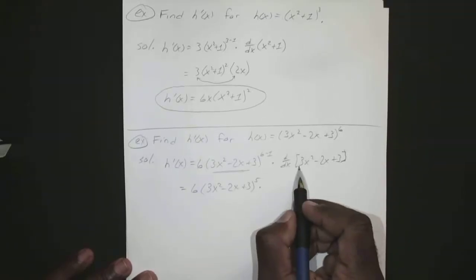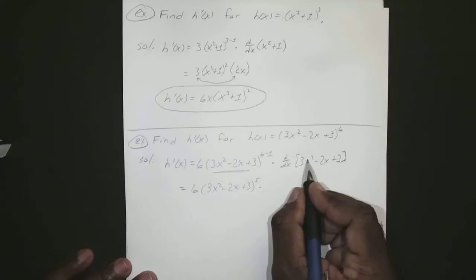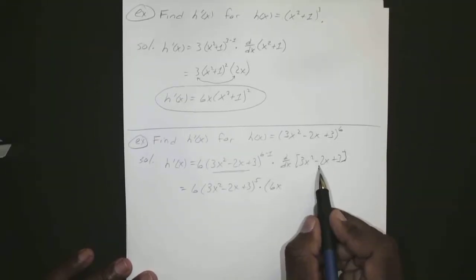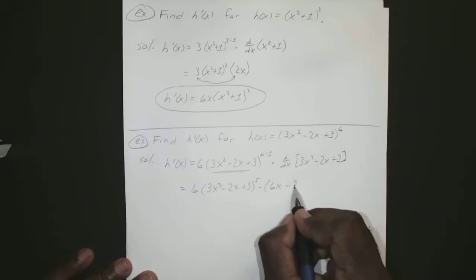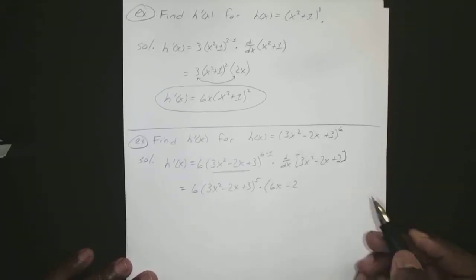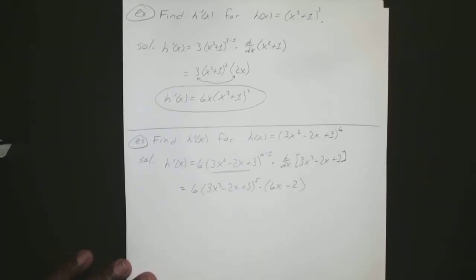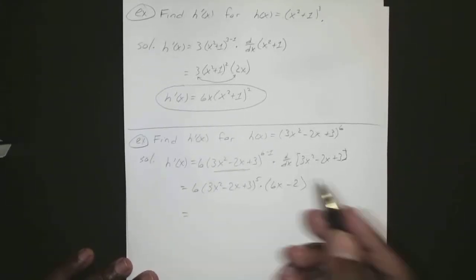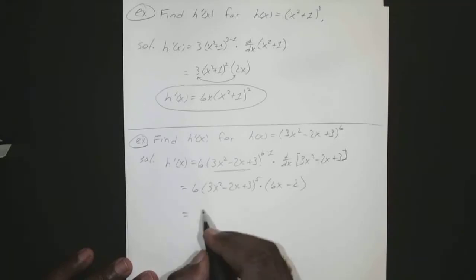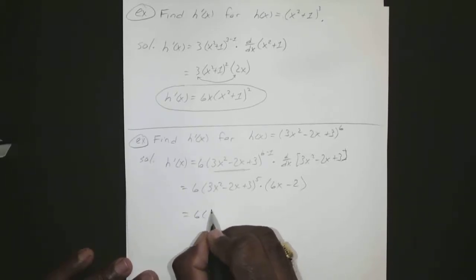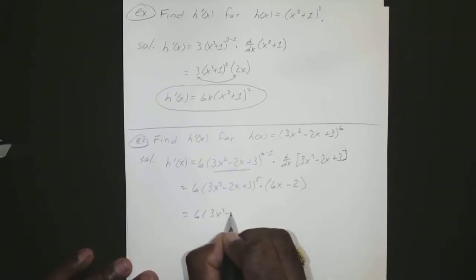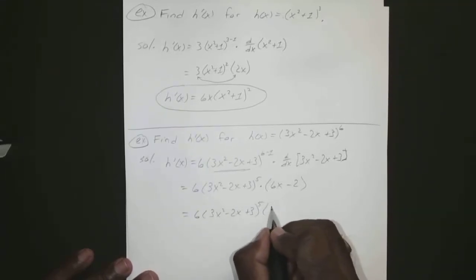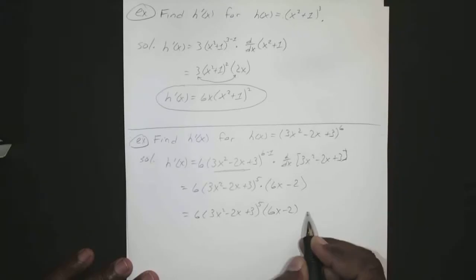times derivative of 3x squared, bring down our 2, that gives us 6x. Derivative of negative 2x is just minus 2. Derivative of a constant is 0, so that just disappears. So you just end up with that as your answer. You can get rid of the dot if you want to. 3x squared minus 2x plus 3 to the 5th, 6x minus 2.